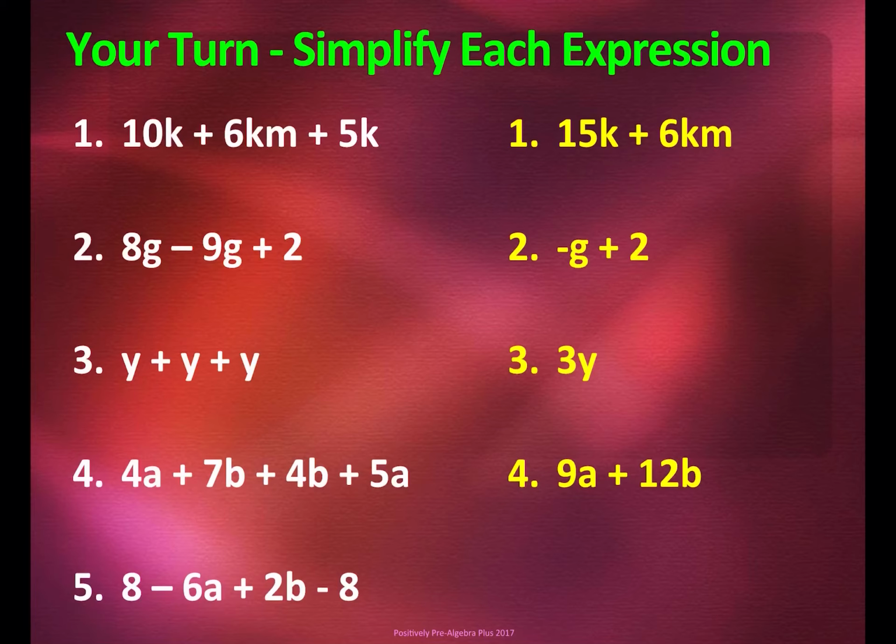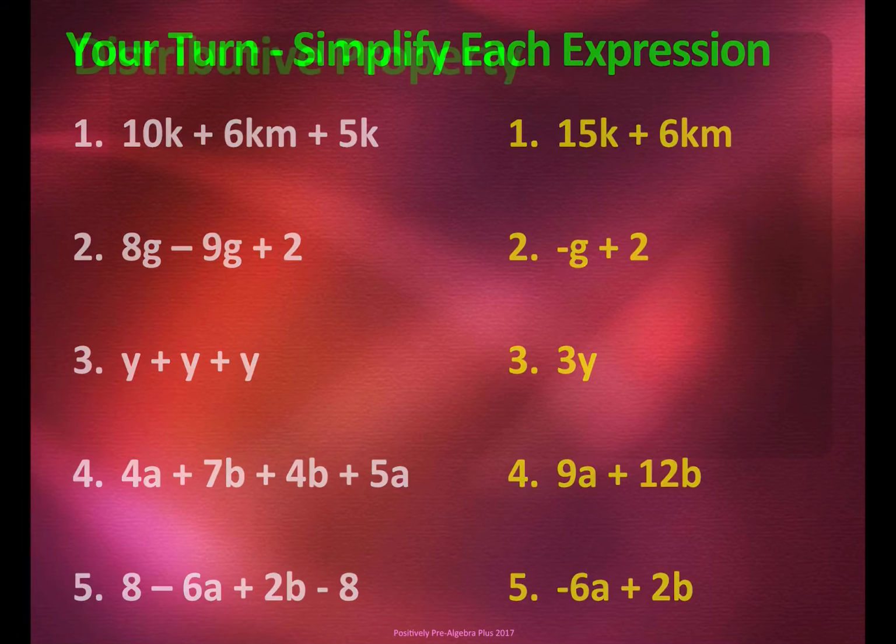And the next one, I can't combine any a's, I can't combine any b's, but I can combine my 8. So I have 8 and then negative 8, which would be 0. So my answer should be negative 6a plus 2b.